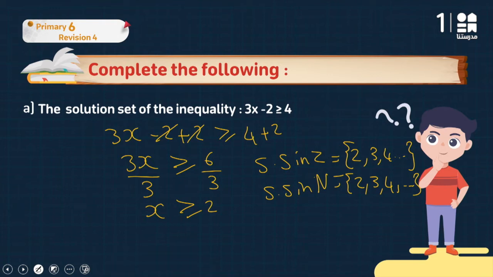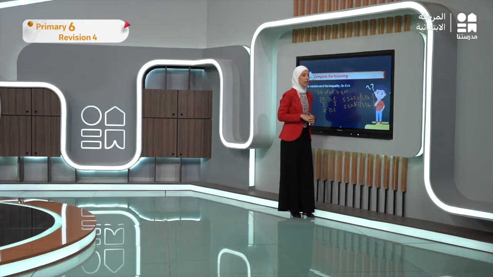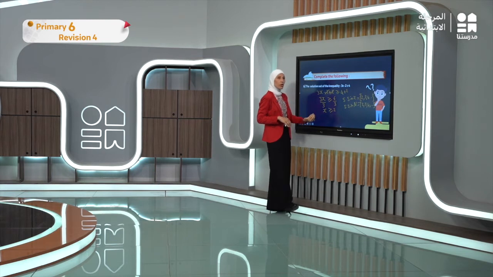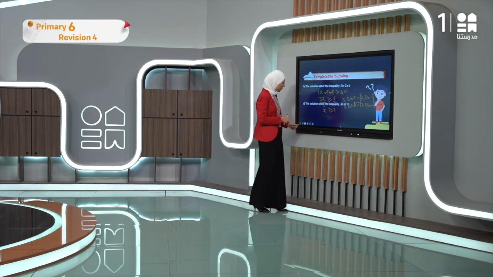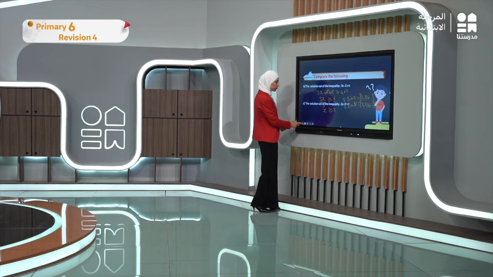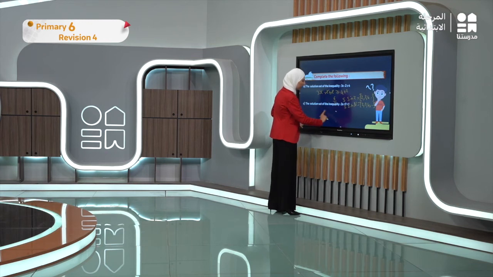Okay, so now you can see that the solution set in Z is the same as the solution set in N. He's asking me about the numbers equal to or greater than 2, and 2 is a positive number, so a positive number can be found in N and Z. Let's see the second exercise. I will remove what we wrote here, just to make it clear.